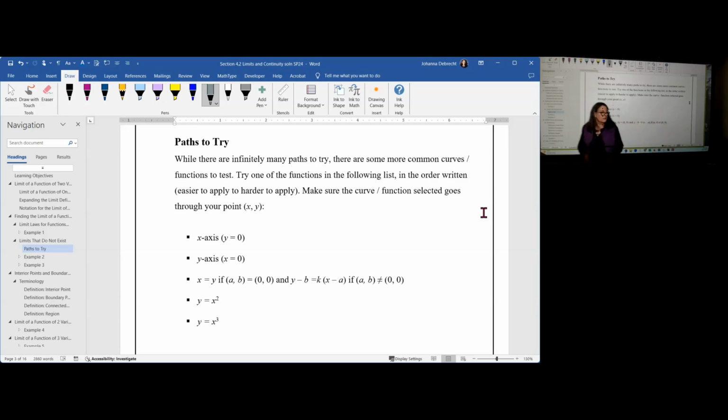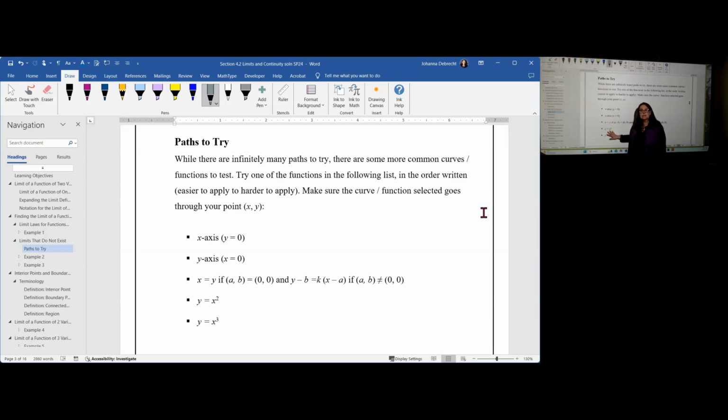If I want to use a linear function, I can simply center the line at the ordered pair AB to ensure it goes through that point. Notice that K is the slope of the line. Now, I could also use a parabola, y equals x squared, or y equals x squared plus 4. It just has to go through the point I'm interested in approaching, or y equals x cubed. These are listed in the order of difficulty in applying. The further down the list, the more difficult they become to apply.